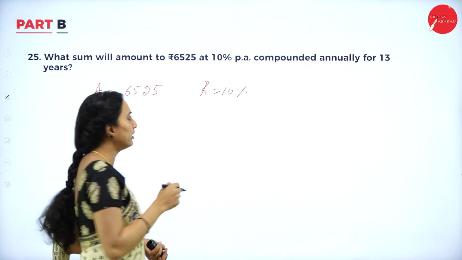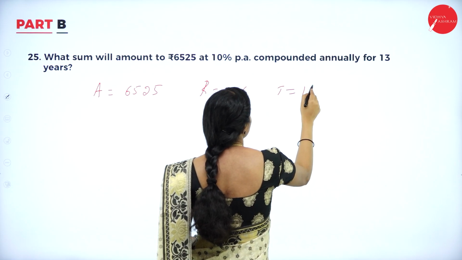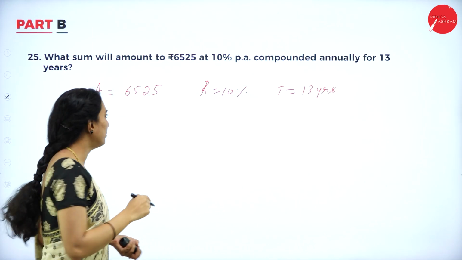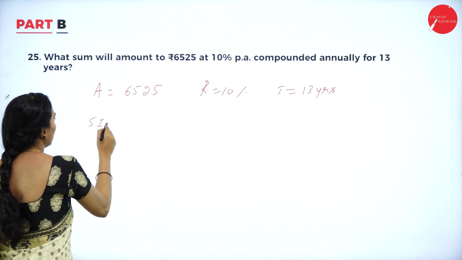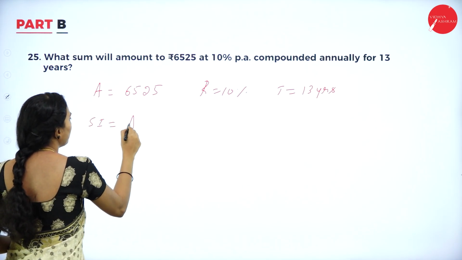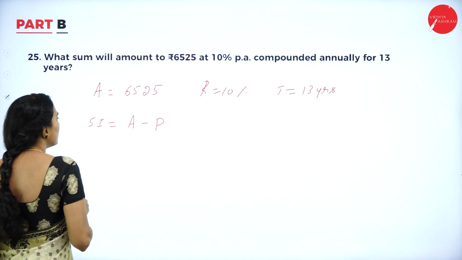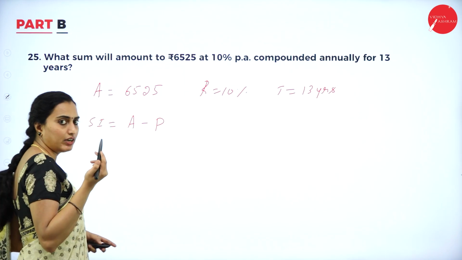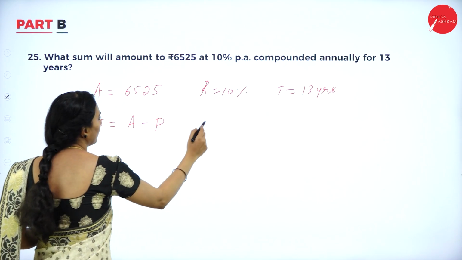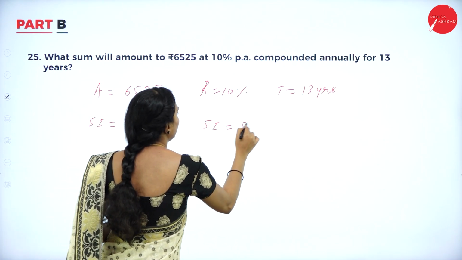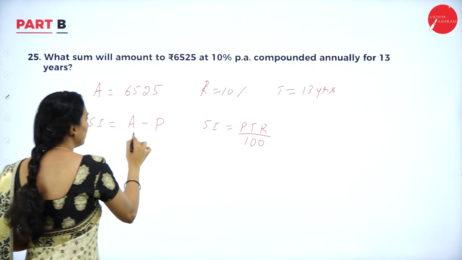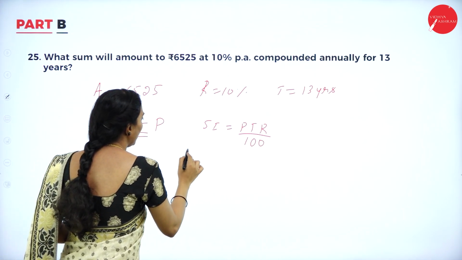So and then 13 years compounded annually. So T they have given it as what? 13 years, right? So you know that SI will be equal to what? SI will be equal to A minus P, correct? Now here SI is nothing but what? PTR divided by 100. We know that SI is nothing but PTR divided by 100. So SI you know that A minus P. Let us substitute. A is nothing but what?